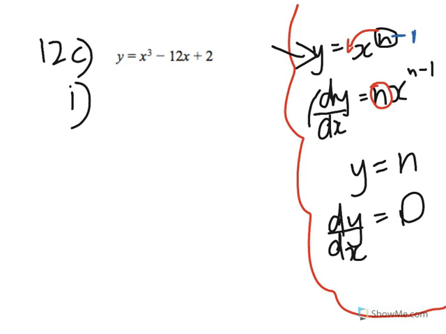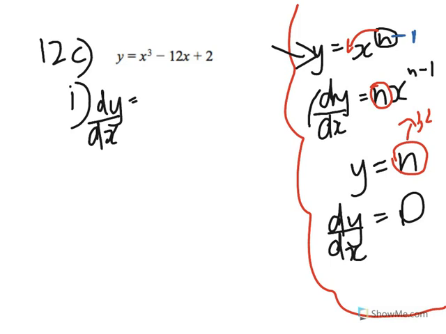And if you differentiate y equal to a constant, this could be any number like 1, 2, 3, 4, 5, whatever, differentiating that with respect to x equals 0. So now let's do dy over dx of this.